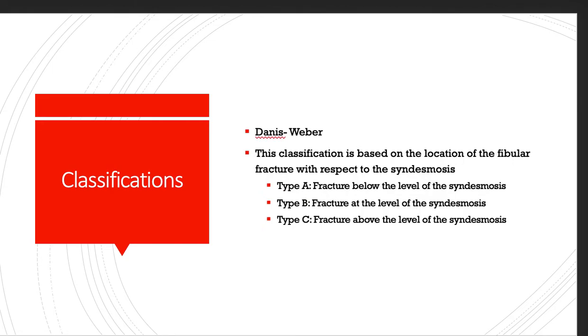Moving on, we also have the Danis-Weber classification, which I spoke about earlier. Both Lauge-Hansen and Danis-Weber go hand in hand when discussing ankle fractures with physicians or residents. Danis-Weber is a classification based on the location of the fibular fracture with respect to the syndesmosis. It is divided into 3 types. Type A is below the syndesmosis. Type B is at the level of the syndesmosis. And type C is above the level of the syndesmosis.